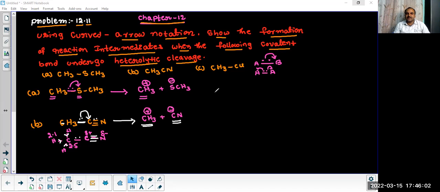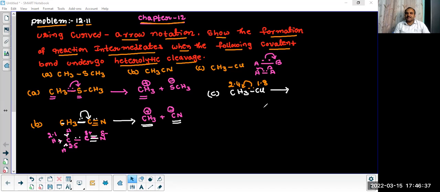And the next one, CH3, Cu. This undergoes heterolytic cleavage. We know the copper electronegativity is 1.8. This is the metal, and carbon is 2.4. So comparatively the carbon is more electronegative. Whatever electrons are there, those electrons are shifted towards the carbon.